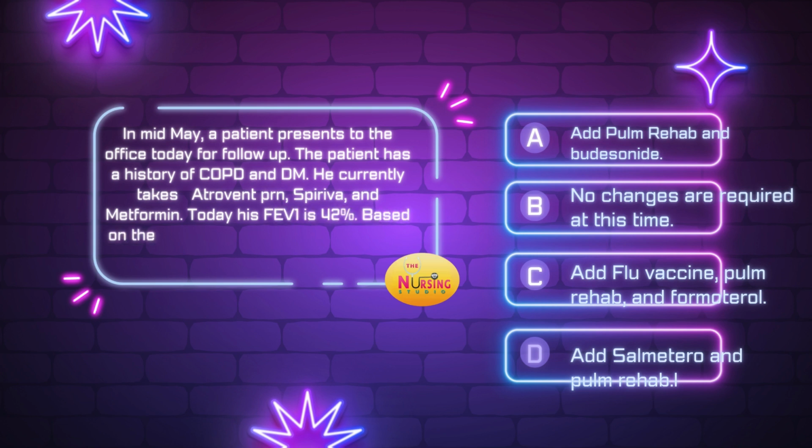Is it A, add pulmonary rehab and budesonide? B, no changes are required at this time. C, add a flu vaccine, pulmonary rehab, and formoterol. Or D, add formoterol and pulmonary rehab. Take a moment and tell me what you think in the comments.